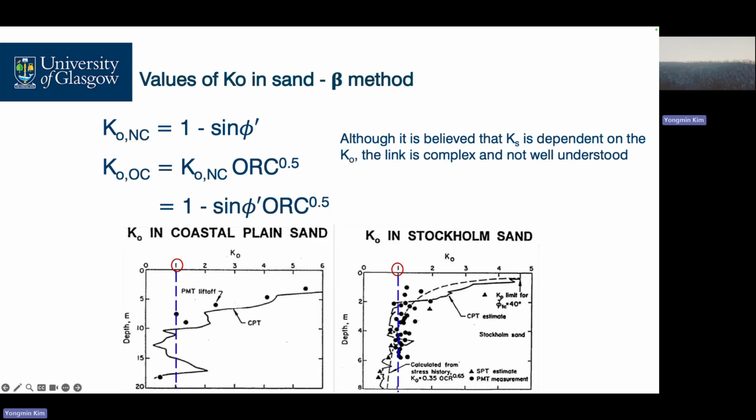Okay, still we are in the beta methods. K naught is the at-rest lateral earth pressure coefficient. I'm not moving, just stationary. Then the coefficient of lateral earth pressure can be represented by 1 minus sin phi prime, the internal friction angle. And then for overconsolidated soil conditions, this one times the square root of OCR. So K naught OC means (1 - sin phi prime) times the square root of OCR.